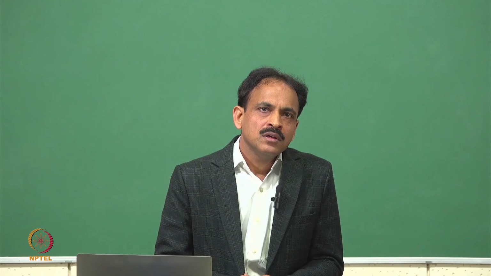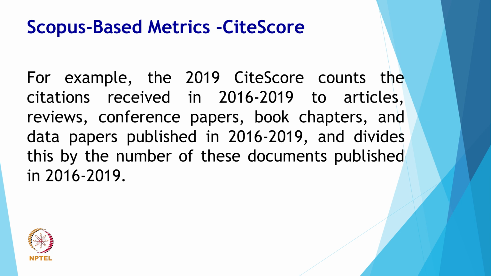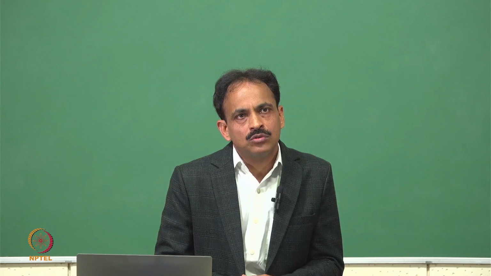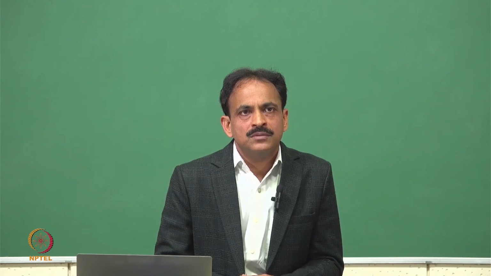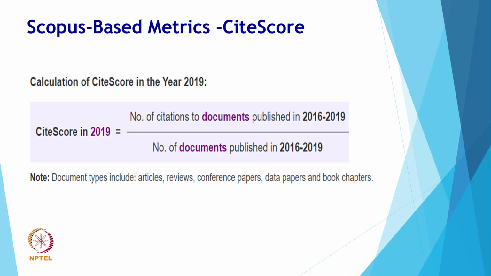For example, the year 2019 CiteScore counts the citations received in 2016 up to 2019 to the articles, reviews, conference papers, book chapters, and data papers published during 2016 to 2019 and divides this by the number of these documents published during 2016 to 2019. So this calculation is also very simple. What you have to do is take the number of citations to the documents published during 2016 to 2019 and divide by the number of documents published in 2016 to 2019. So you will get the CiteScore.